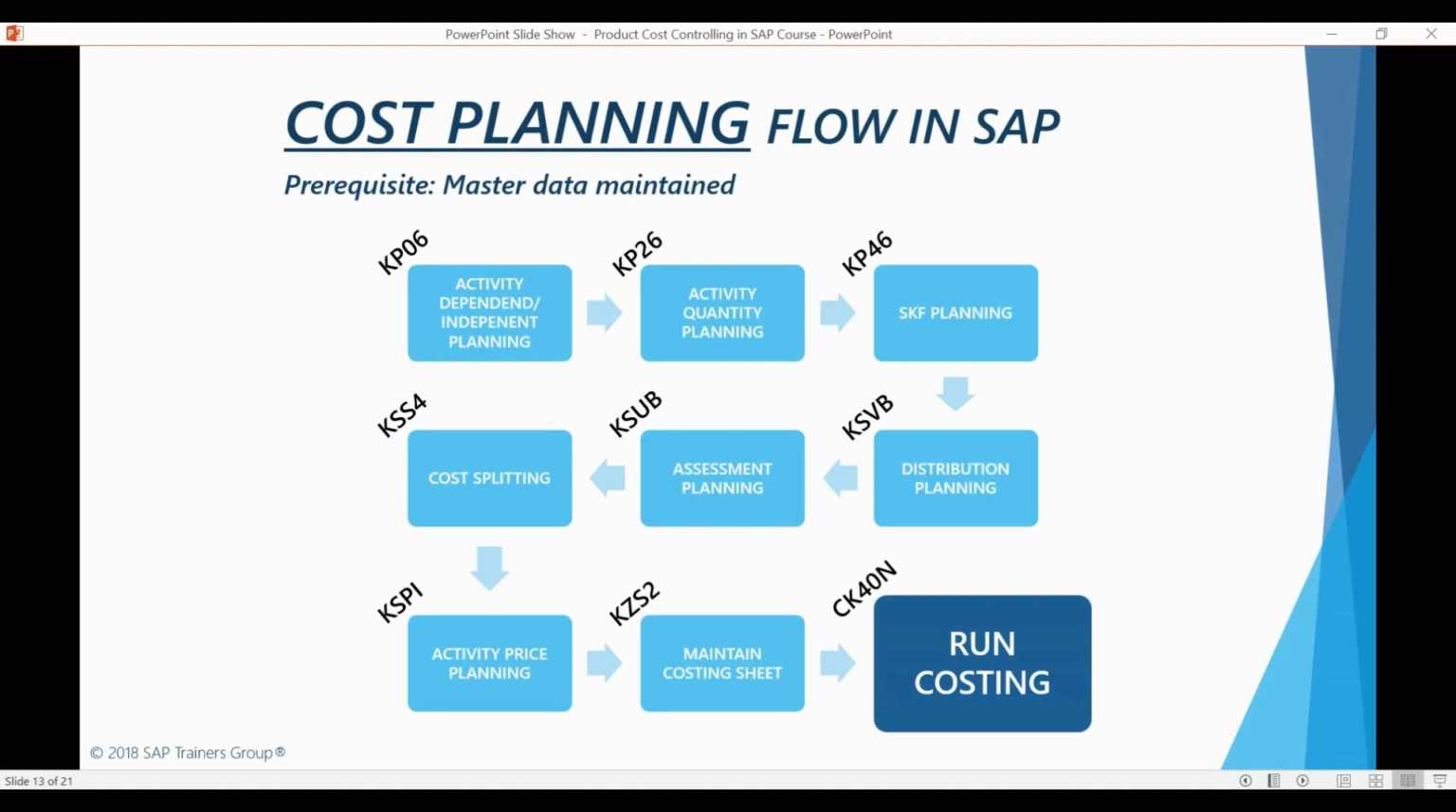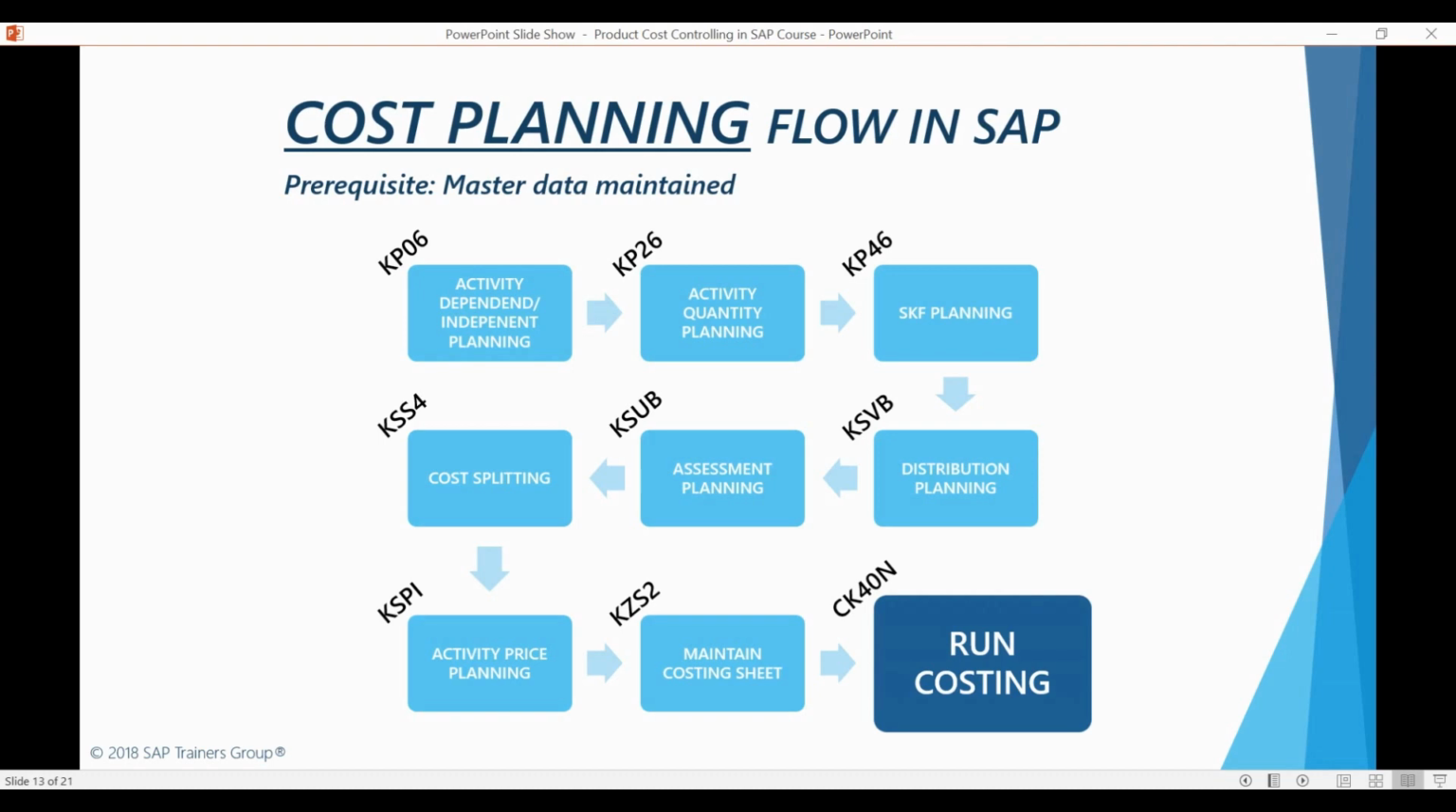As a conclusion, here is a summary of the steps needed for planning costs in SAP. In our example, we were doing activity-independent planning as costs were assigned to activity types during cost splitting. If costs are directly assigned to a certain activity type, this is called activity-dependent planning. After completing all these steps, we are ready to run costing.